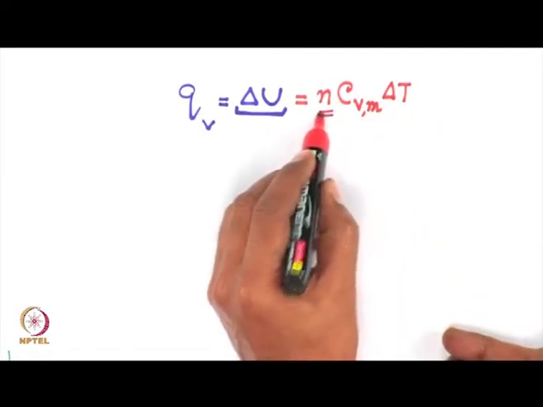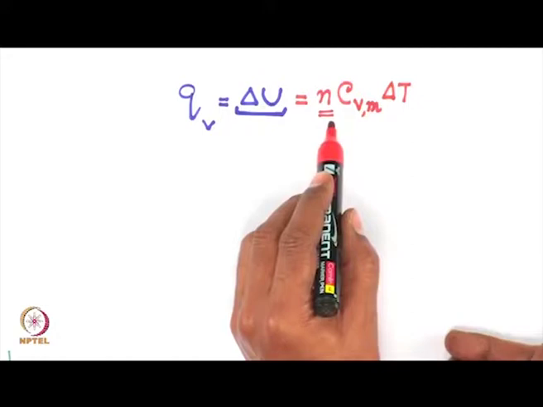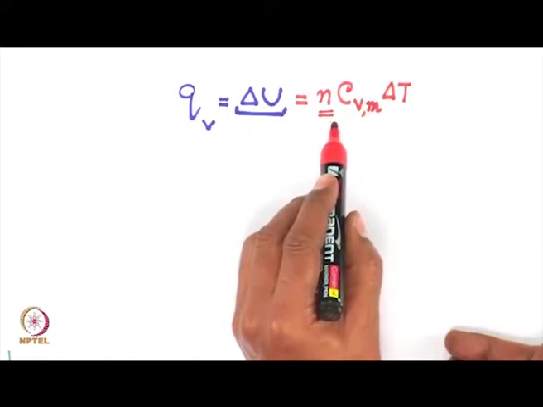That means, now I need to calculate the number of moles, and in order to calculate number of moles, I need the weight of air, the mass of air present in the house. Since we know the density, I can easily calculate the mass. Mass is equal to volume into density. And once I know mass and if I know the molecular weight of air, I can easily calculate the number of moles of air present in the house.